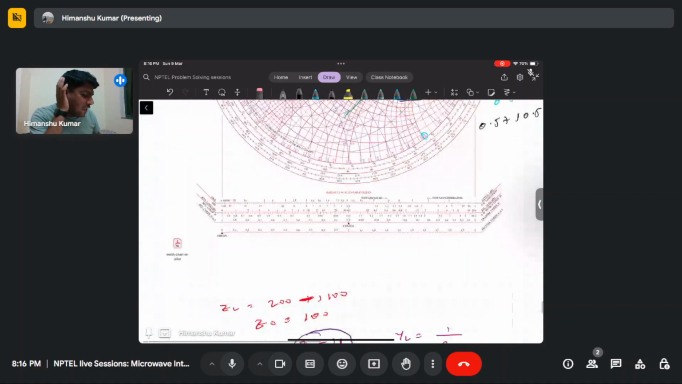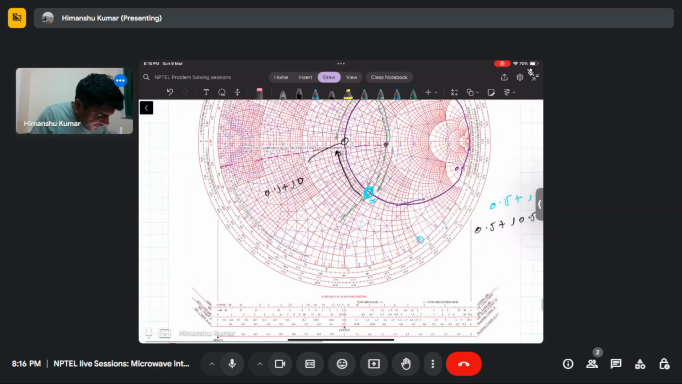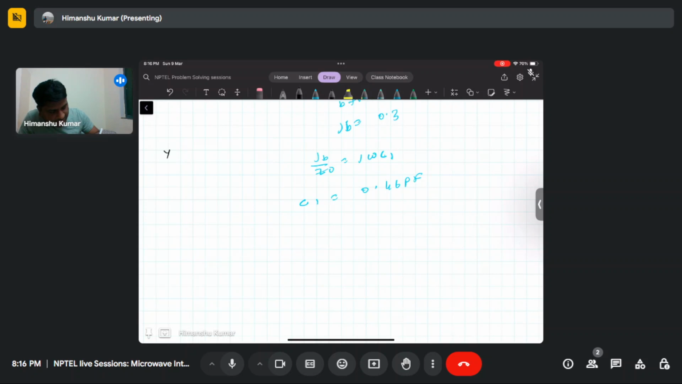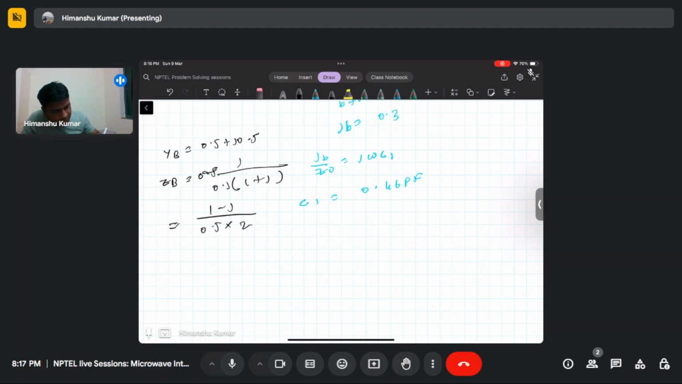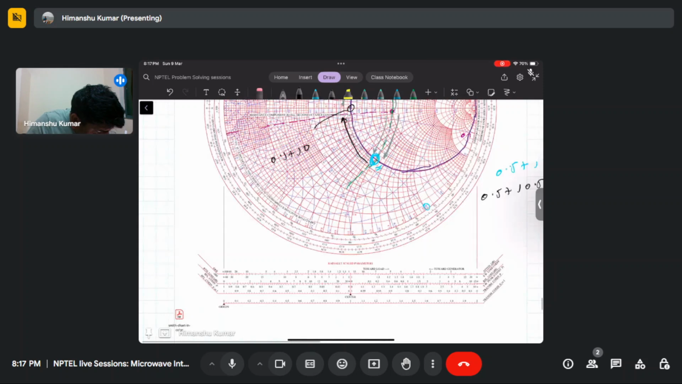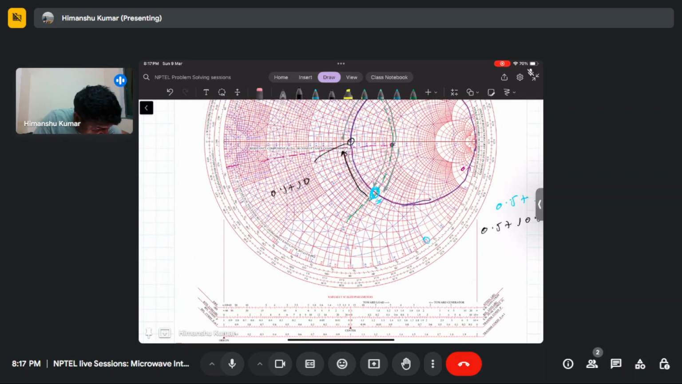So if you calculate the impedance of this point, the admittance at the b point is 0.5 plus j times 0.5, and then you can calculate the impedance at b, which will be equal to 1 by 0.5 times (1 plus j), and this will be equal to (1 minus j) divided by 0.5 multiplied by 2, which will be equal to 1 minus j. Now you need to add the inductance to move to this point.